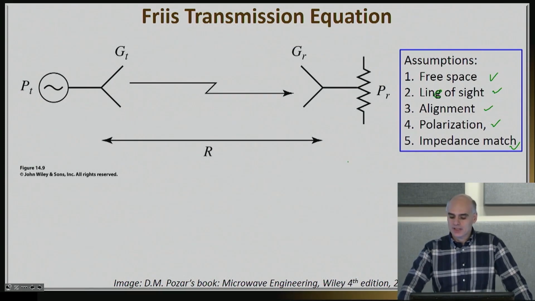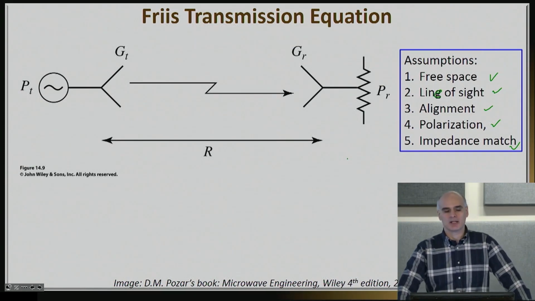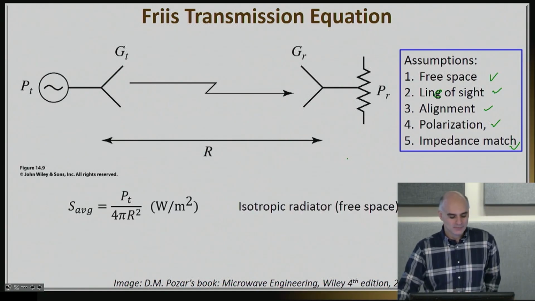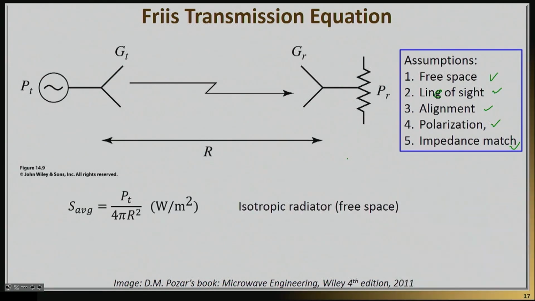So if those assumptions are true, which of course can only happen in an ideal system, and we'll see how it changes in real life, then what one can say is that if my transmitting antenna was an isotropic radiator, then essentially I could easily calculate the power density in free space by taking the total amount of power that I can actually radiate from my antenna and divide it equally on a sphere around the antenna.